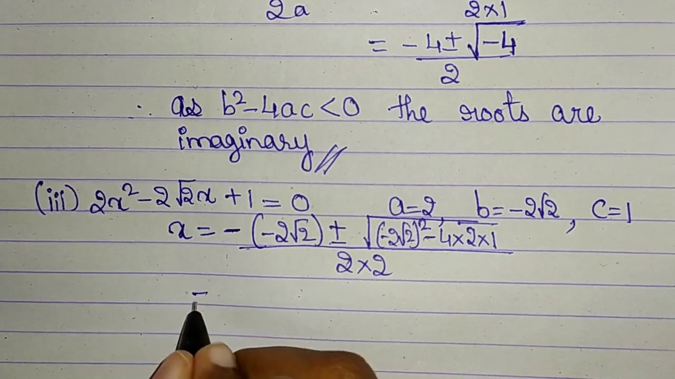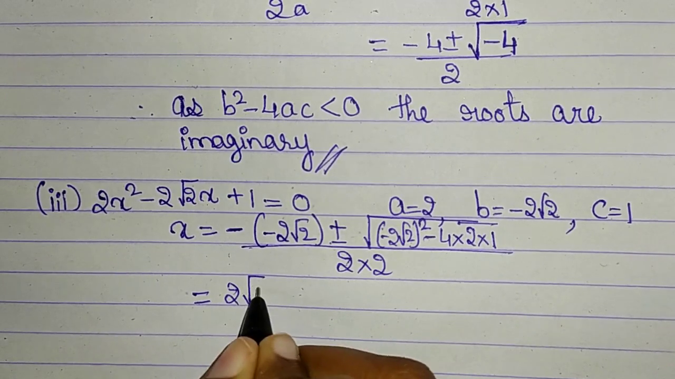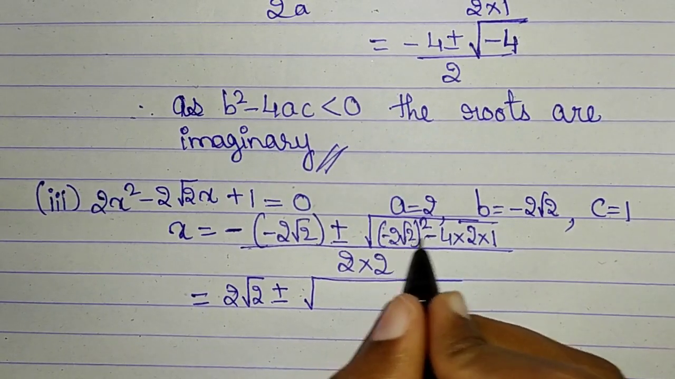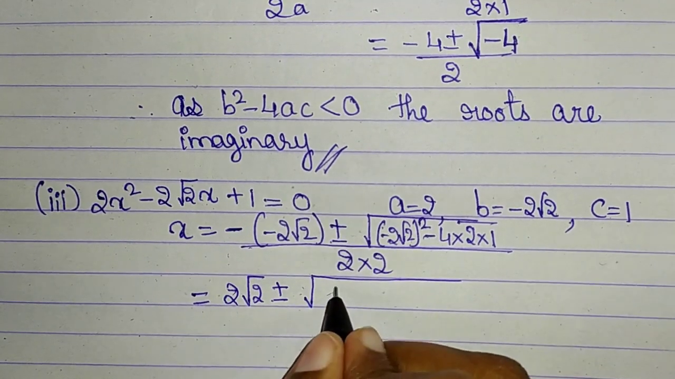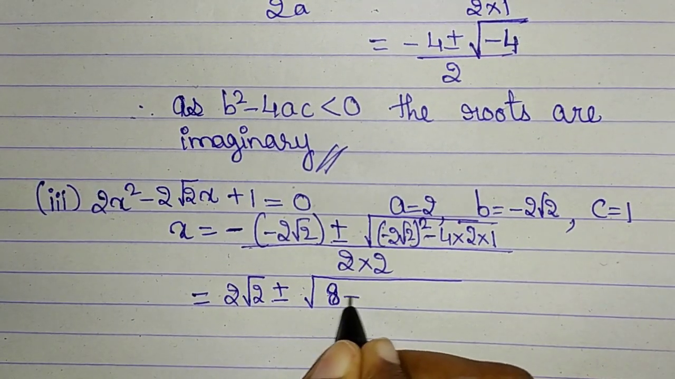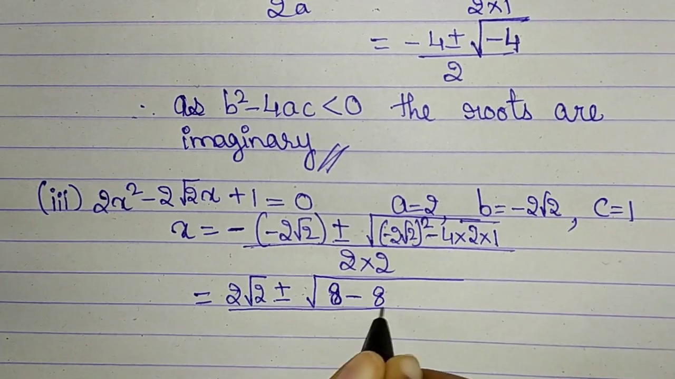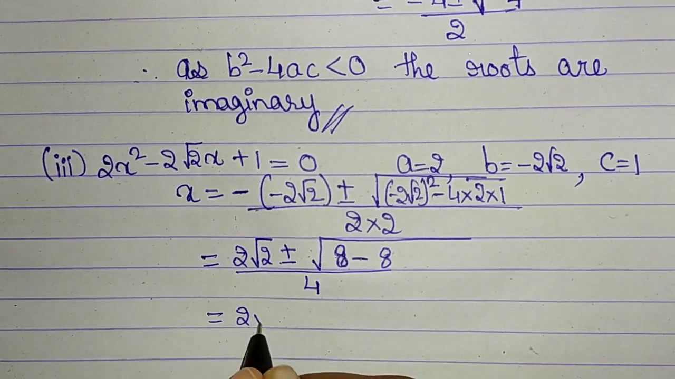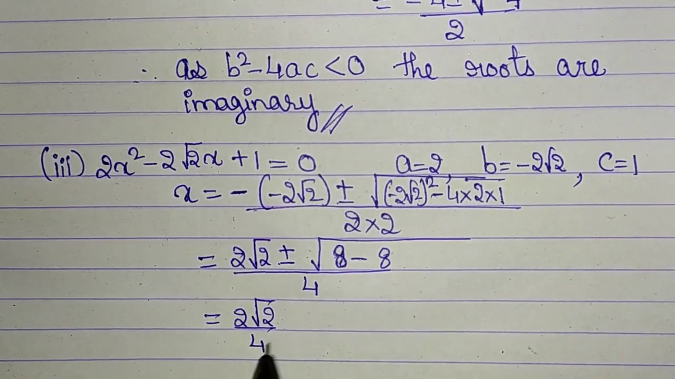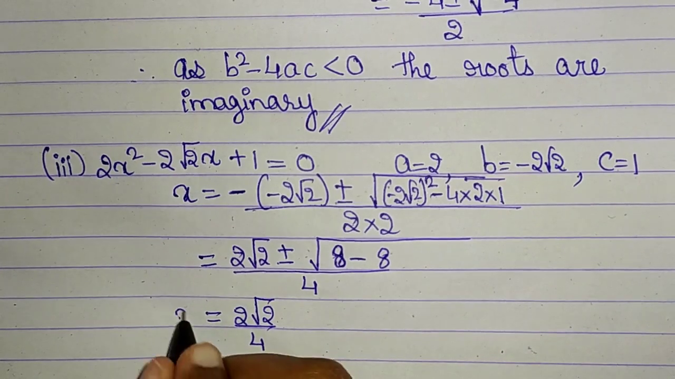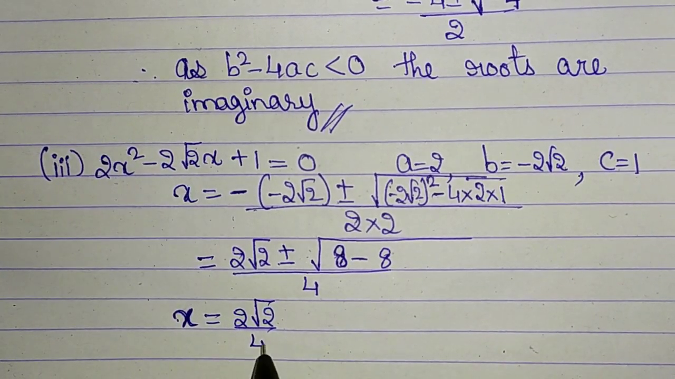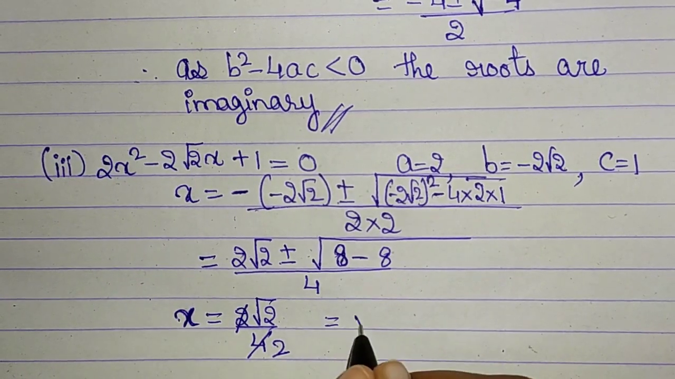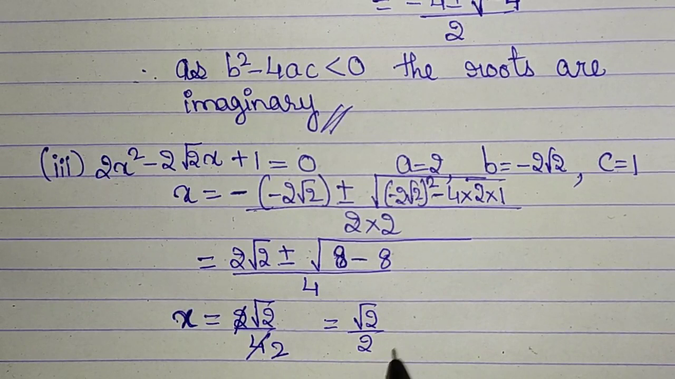So now this is equal to minus into minus plus 2 root 2 plus or minus under root 2 into root 2 whole square, 4 2s are 8. It is 8 minus 8 whole divided by 4. So 8 minus 8 is 0. The expression reduces to 2 root 2 by 4. Plus or minus 0 has no effect. So x is equal to 2 root 2 by 4. 2s are 1s are. So the solution is, the root is root 2 by 2.